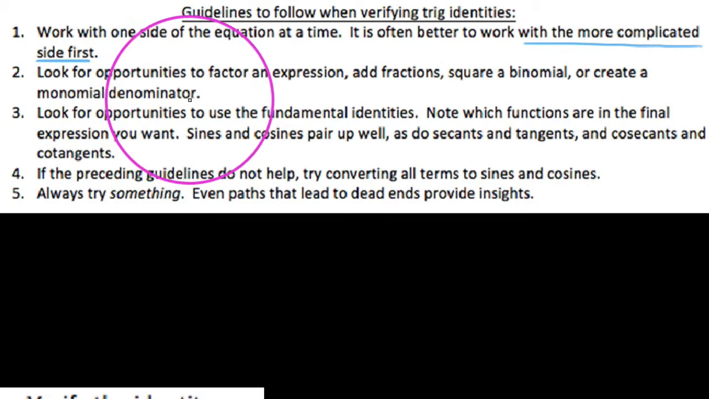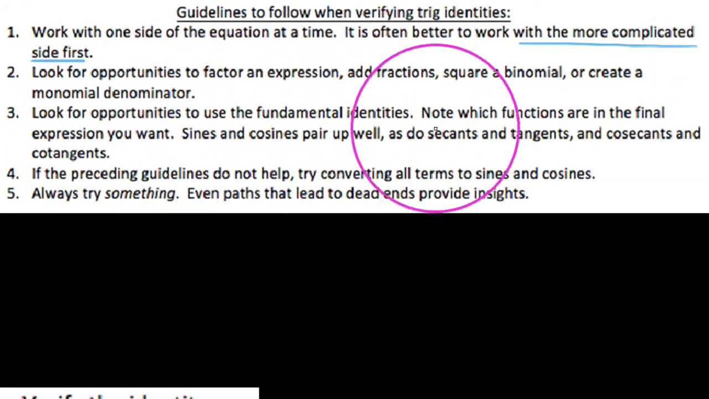Number 2 says this: look for opportunities to factor an expression, or maybe if you're going to add fractions, find a common denominator, or square a binomial, or create a monomial divisor or denominator, okay? So essentially, we're going to use algebraic techniques to simplify this left side into the right side. Number 3, look for opportunities to use the fundamental identities.